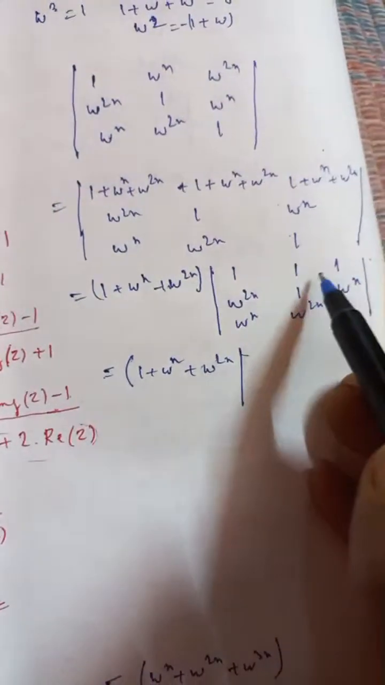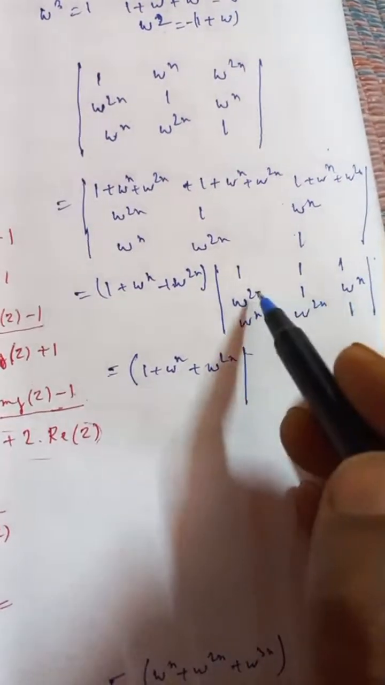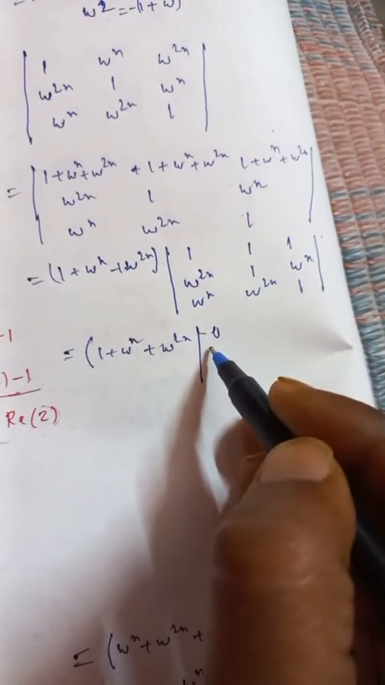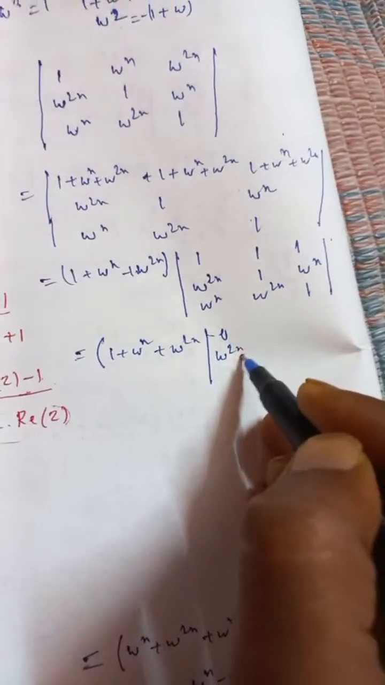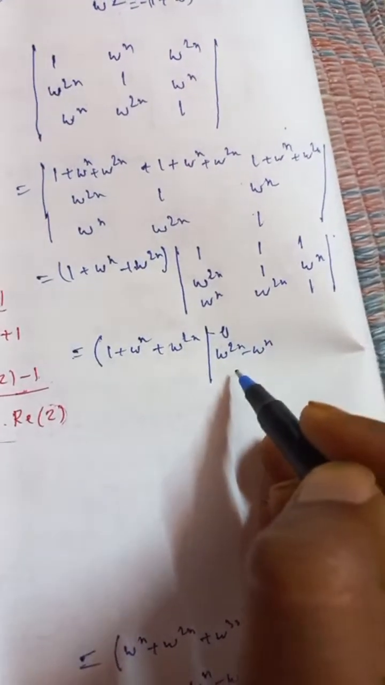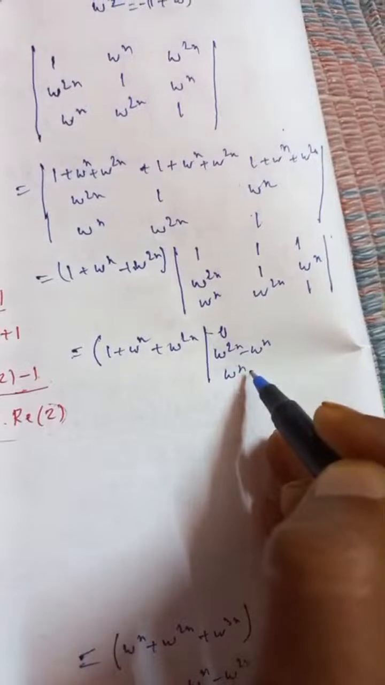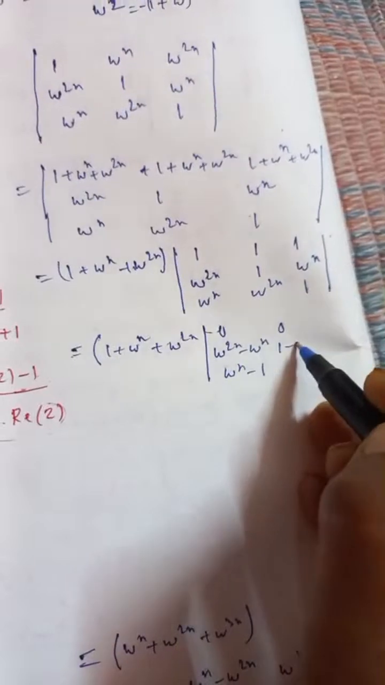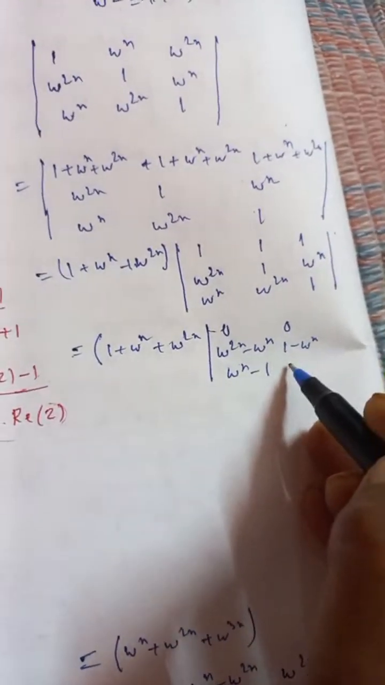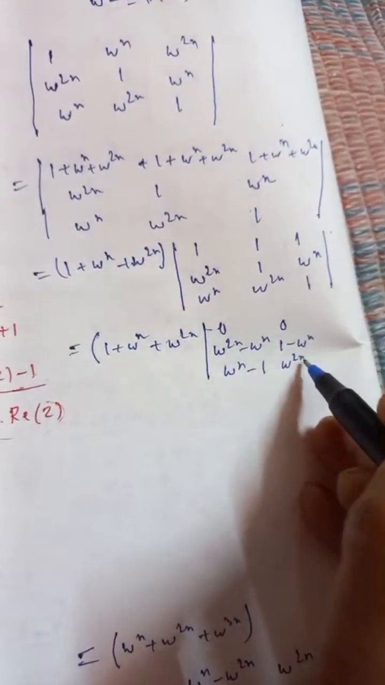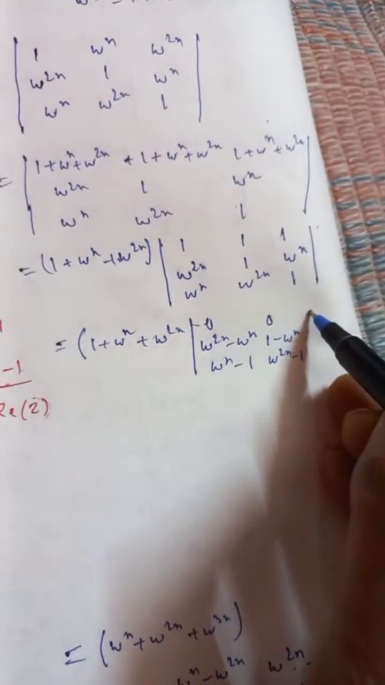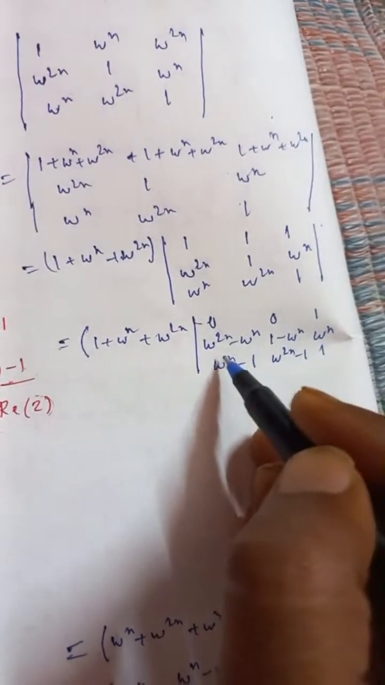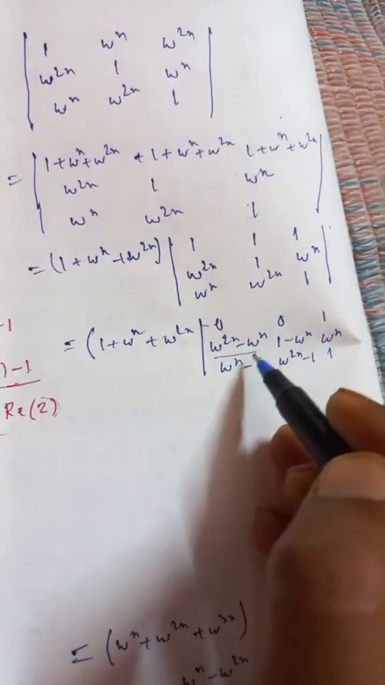Now we subtract column 3 from the first and the second. It will be 0, omega to the power 2n minus omega to the power n, omega to the power n minus 1, again 0, 1 minus omega to the power n, omega to the power 2n minus 1, and then 1, omega to the power n, 1. We take common omega to the power n from here.